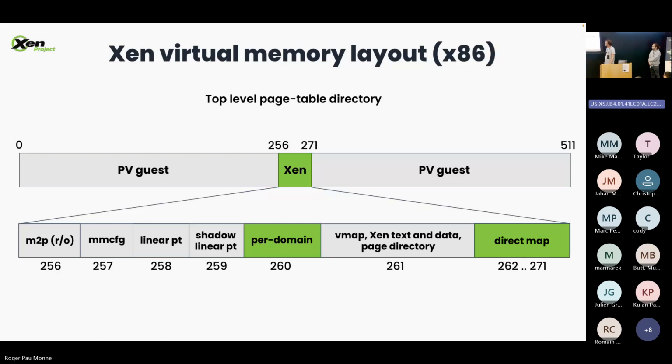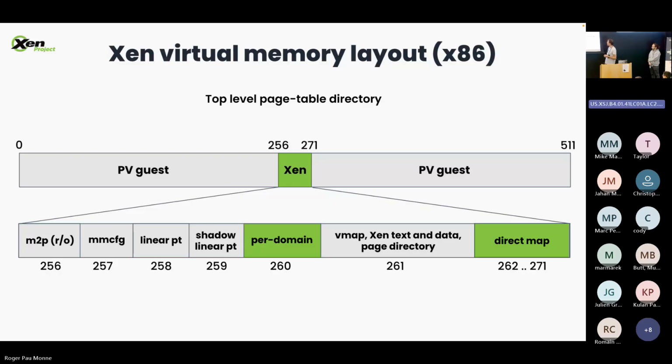The next slot is important for us. It's a per domain slot. It means that each domain has a different page table here. That slot is owned by the domain. That one is important for us because we will reuse it for the purpose of ASI.